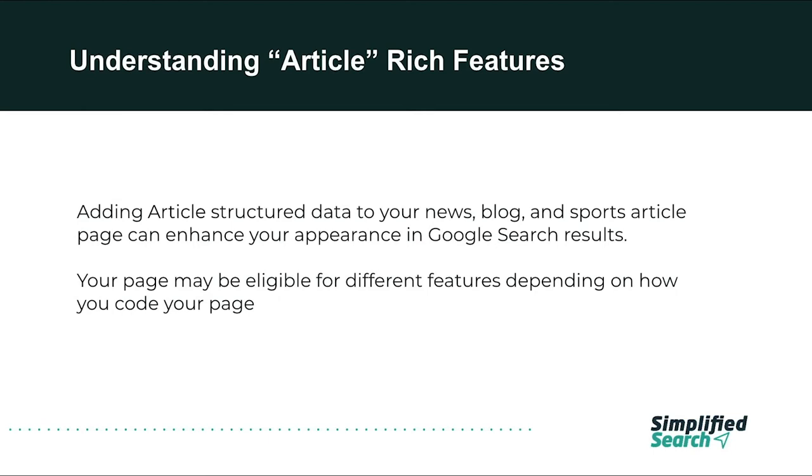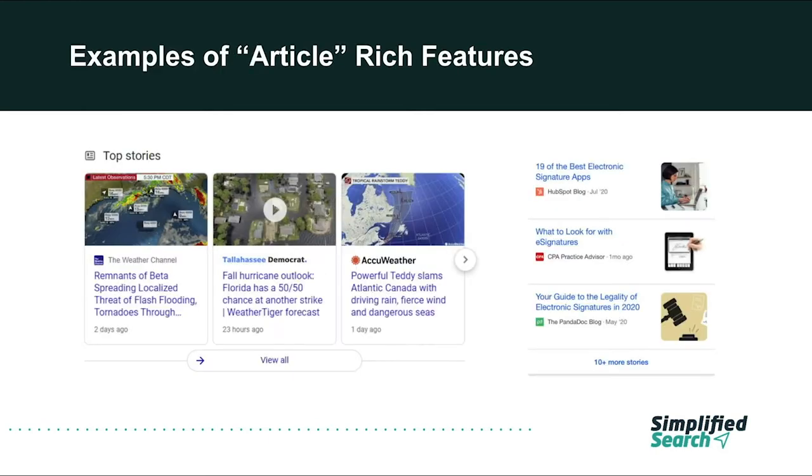So adding article structured data to your site, so your news site, your blogs, maybe sports articles, can enhance the appearance of your listings within the Google search results. Your page also may be eligible for different features depending on how you code your page. So here's a few examples of an article rich feature.